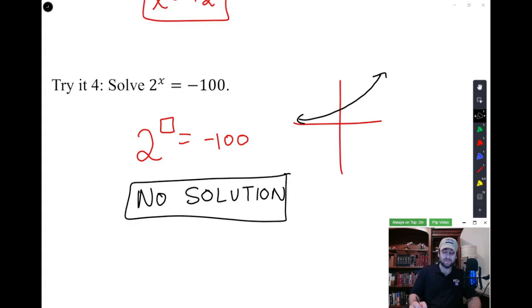You could try for the rest of your life to figure out a number for x right there, and it won't happen. There is no value that can get plugged into that exponent that would result in a negative number. We're going to learn a tool in a second where you can see that really happen, where we apply the log to both sides, and you'll see that it's a domain error on the log.